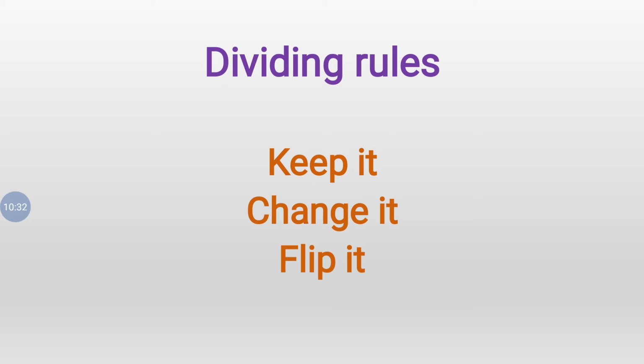Keep it means don't change the first fraction. Change it means change division into multiplication, so change the symbol. Flip it means to form the reciprocal: numerator becomes the denominator and denominator becomes the numerator. That is called a reciprocal.